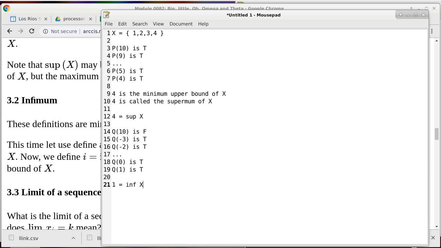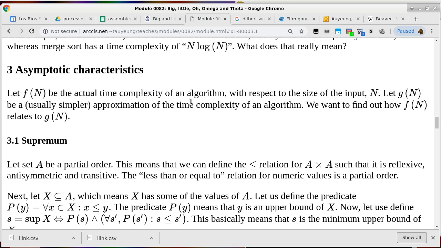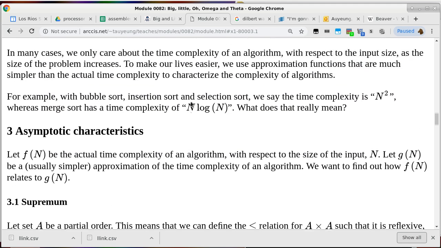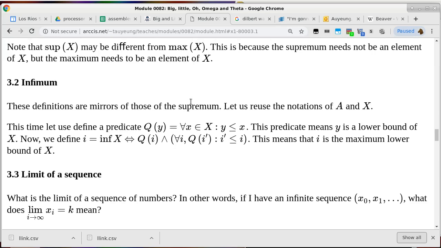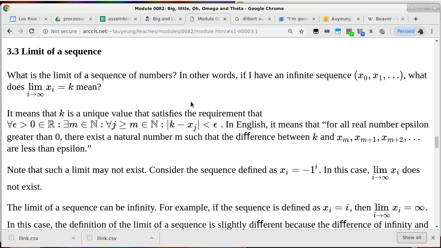So are we good so far? Understanding the definition of supremum and infimum. Infimum versus supremum. Okay. And I'm not sure whether we talked about limits or not. I think so. The next one is actually limit of a sequence, so we'll deal with that next.